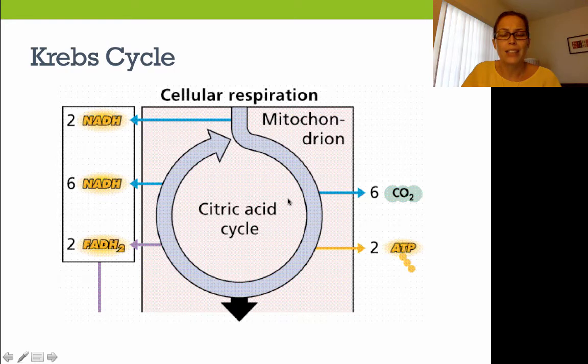So the citric acid cycle takes place in the mitochondria, okay, and we are producing 6 carbon dioxides. We're producing 2 ATP molecules. We are also producing 6 NADHs and 2 FADH2s. This 2 NADH is actually coming from glycolysis.